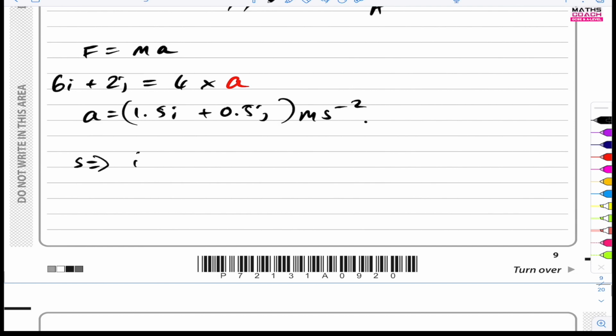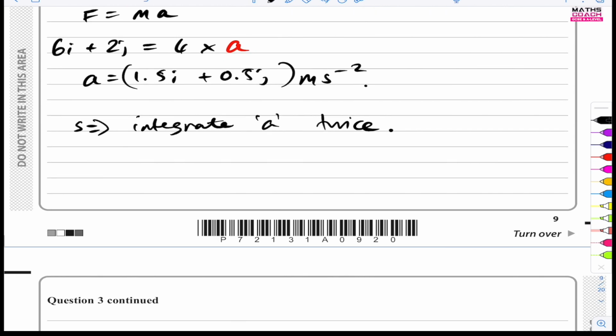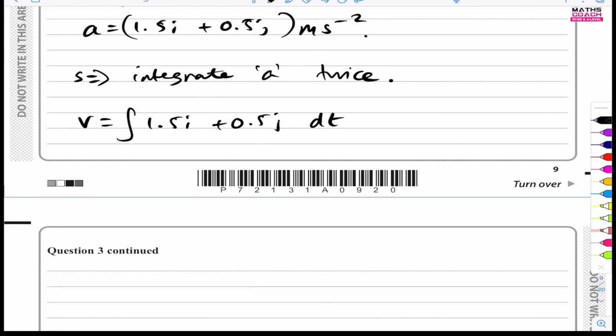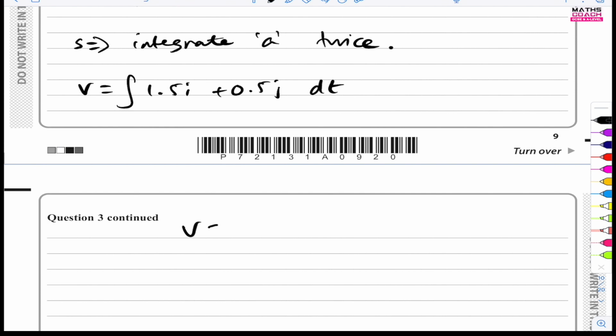Okay, so integrate a twice. Let's go ahead, and the first time we integrate, we are finding v. When you integrate 1.5i plus 0.5j with respect to t, you're finding v. So that would be v is equal to, what's that going to give us? That gives us 1.5ti plus 0.5tj plus c.